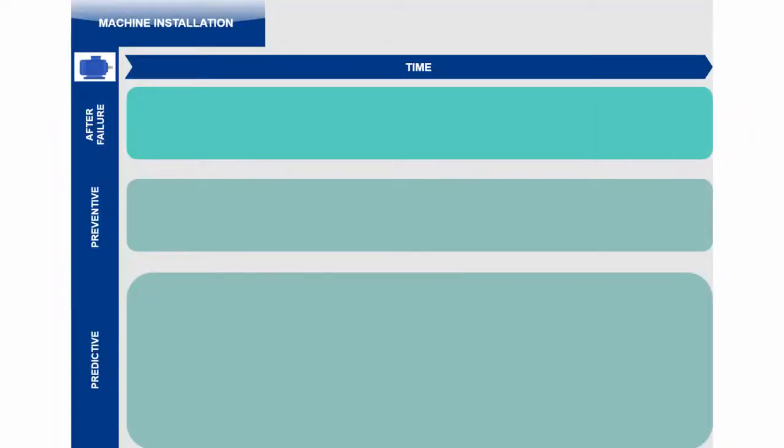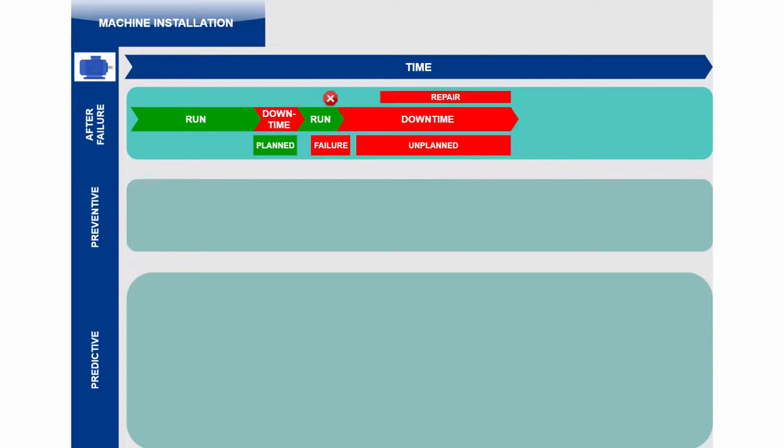Imagine this situation. You install the new machine and switch it on. Then the planned factory downtime will come after a certain time. You do nothing with the machine. Then some failure will appear and the machine must be stopped. It takes some time to find and fix the cause of the failure, in the best case, and then repair the machine.